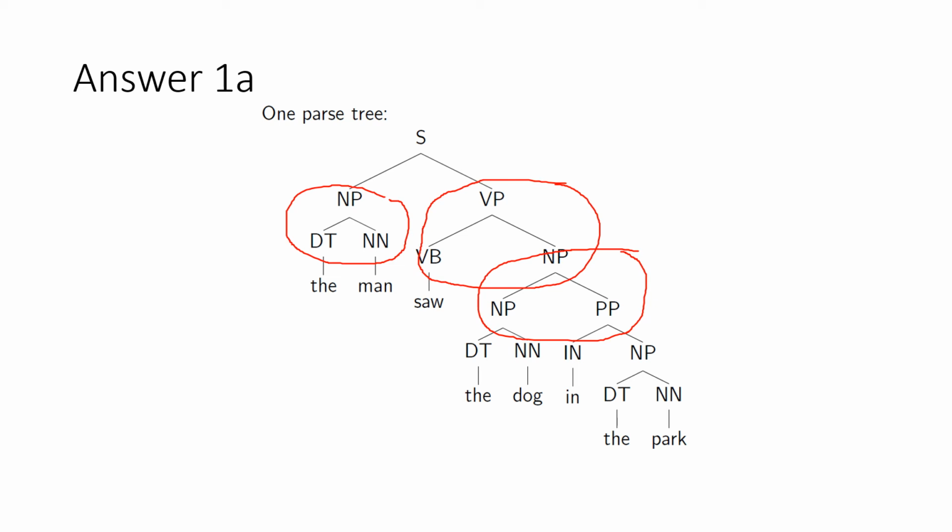So the object of this sentence is the dog in the park. So the man saw the dog who is in the park. The dog is in the park, not necessarily the man. The man can also be in the park, but does not have to be according to the structure of this sentence. The man, for example, might have seen this dog with the telescope from another location.